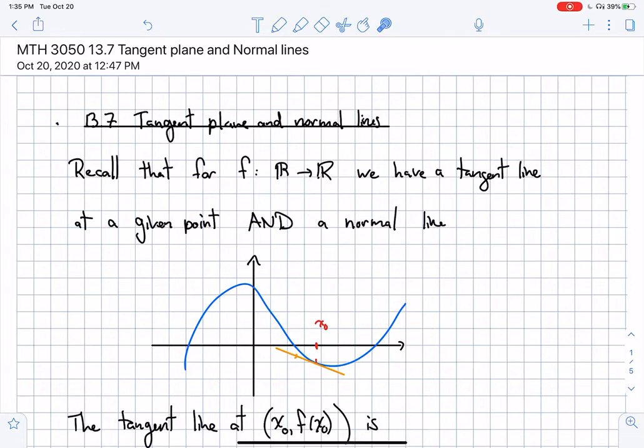Okay, this is the video for section 13.7 on the tangent plane and normal lines. We started talking about that last class, and the idea, again, is to try to approximate a function that is quite complicated, a smooth function, by a linear function or plane.